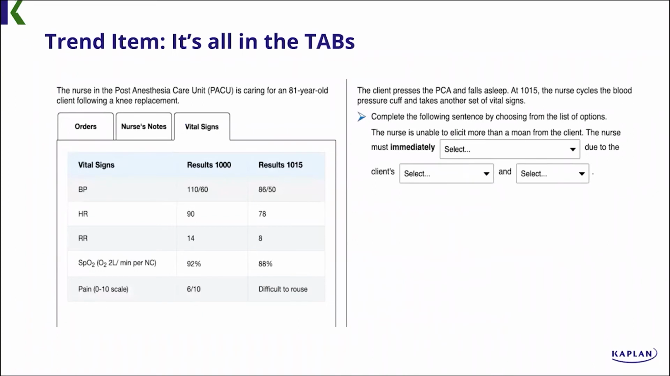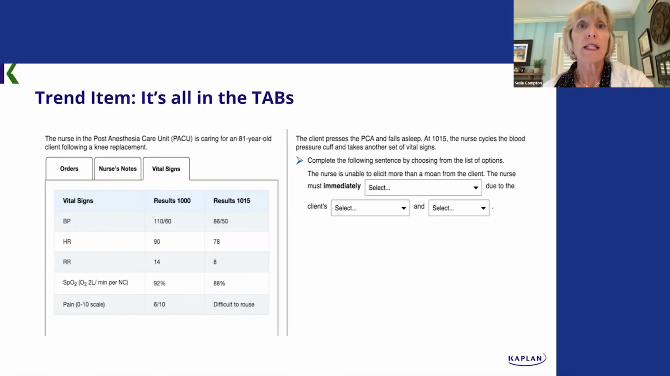Remember, the key to answering these item types is to identify the trend being presented in the tab information. In this example, there are 3 tabs. You should carefully read all of the information in all 3 tabs. We are just looking at the vital signs tab in this picture, and you can see that the client's vital signs are changing significantly from 10 o'clock to 10:15. The nurse's notes likely presented more information over time as well.